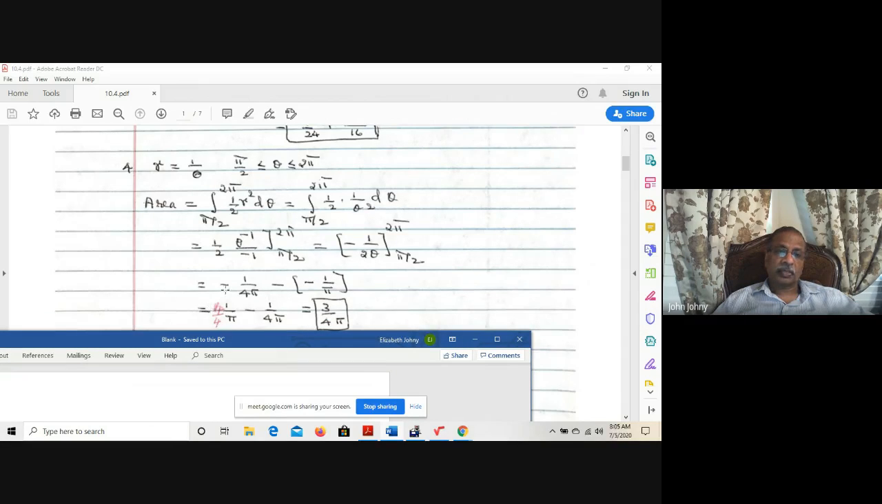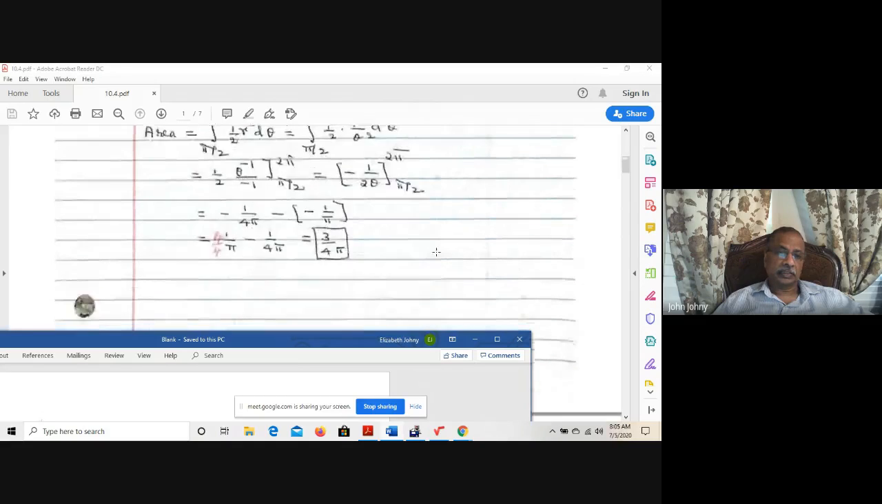So 1 over pi minus 1 over 4 pi. You need a common denominator, so multiply by 4 over 4. So it becomes 4 over 4 pi minus 1 over 4 pi, which is 4 minus 1, that is 3. 3 divided by 4 pi, and that is the answer.